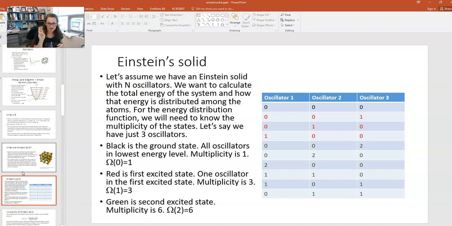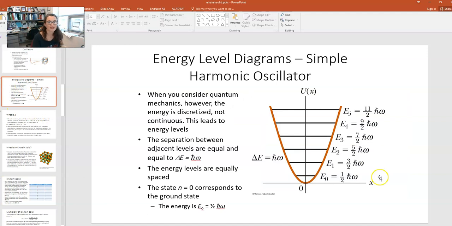So let's say that we have 3 oscillators as shown here in the columns in the table, oscillator 1, 2, and 3. Now, I've broken them up into different amounts of energies, and I've given those different colors in the table. So the colors are black, red, and green as shown here. Now, black would be our ground state. That's the lowest possible amount of energy, which means that each of those oscillators is in the ground state on this energy level diagram right here. So each one of them is in the ground state.